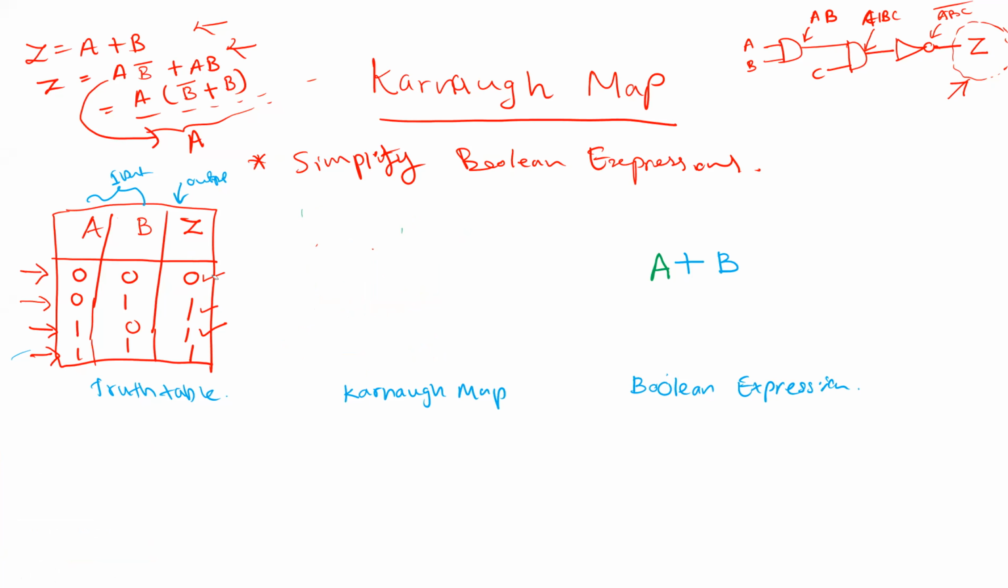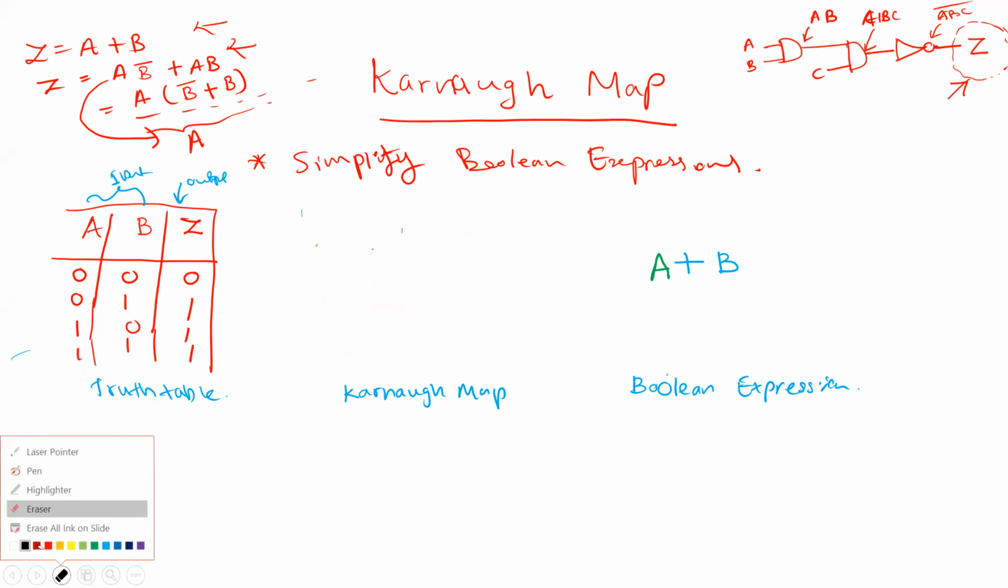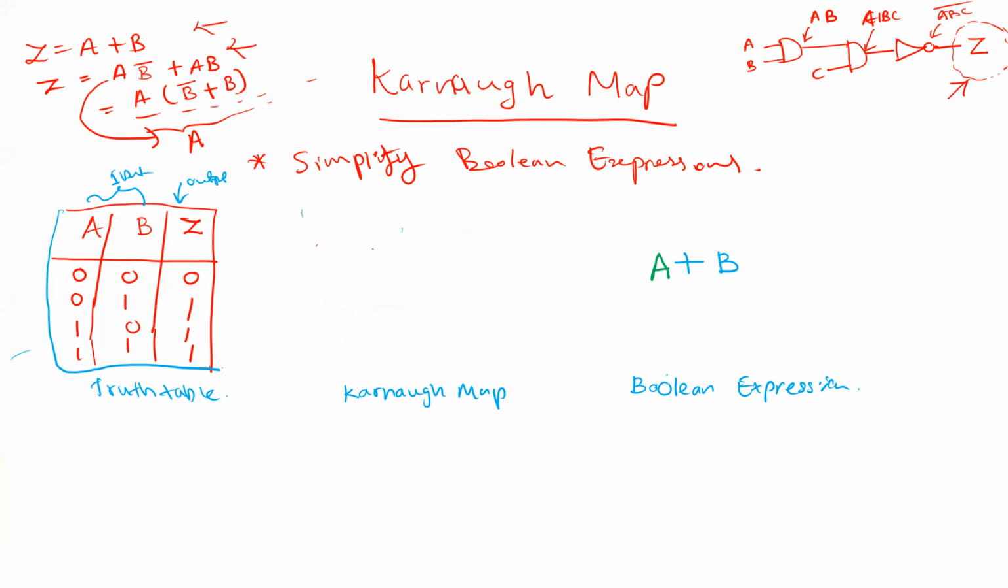Right? What you have now is your truth table. And in this truth table, you have the possible input. You have the input and possible output.